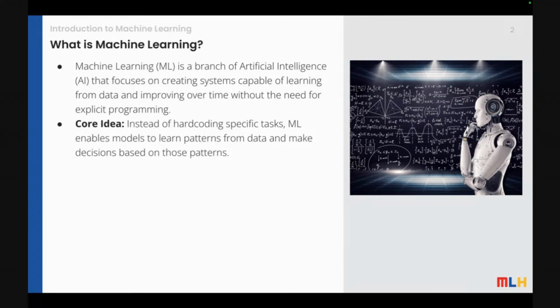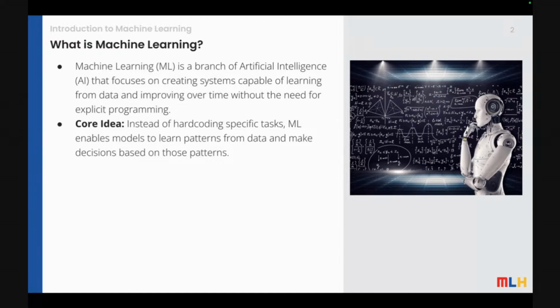But moving on. So what is machine learning? Machine learning, as the description says here, is a branch of AI which is at such a hype right now. It focuses on creating systems that are capable of learning from the data itself and improving over time. The core idea is that instead of hard coding specific tasks, let's say instead of telling it that you have to add these two numbers or subtract these two numbers, you give it some patterns to learn from.